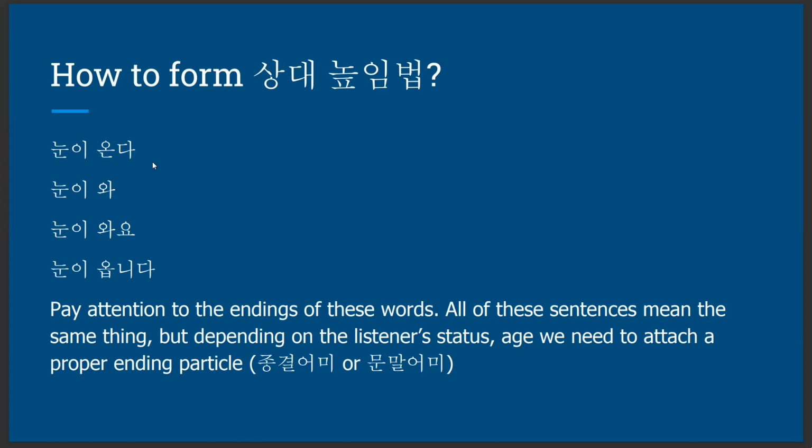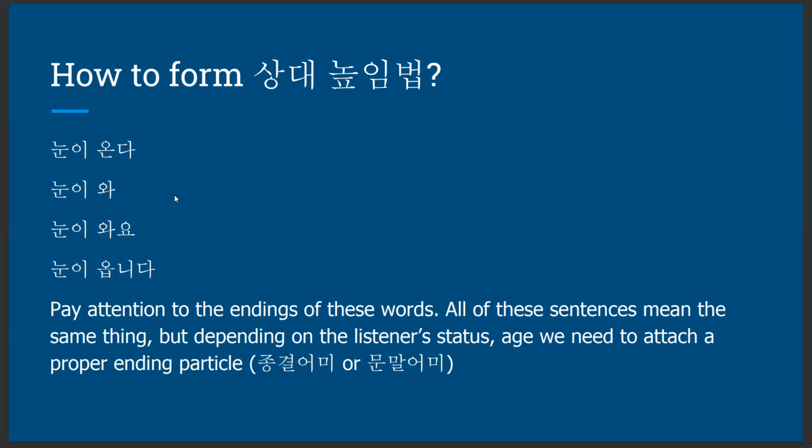So first of all, let's look at these four sentences: 눈이 온다, 눈이 와, 눈이 와요, and 눈이 옵니다. These four sentences mean the same thing: it's snowing. If you look at the endings of the verbs, there is 다 in the first, nothing in the second sentence, just 요 in the third sentence, and 옵니다 is the ending in the fourth sentence.